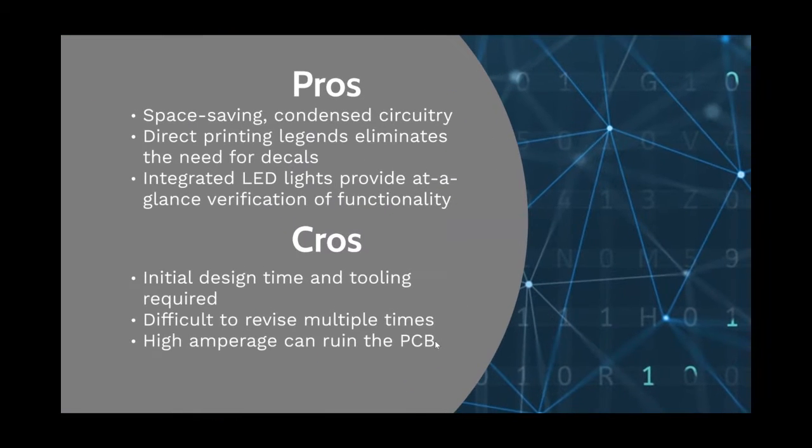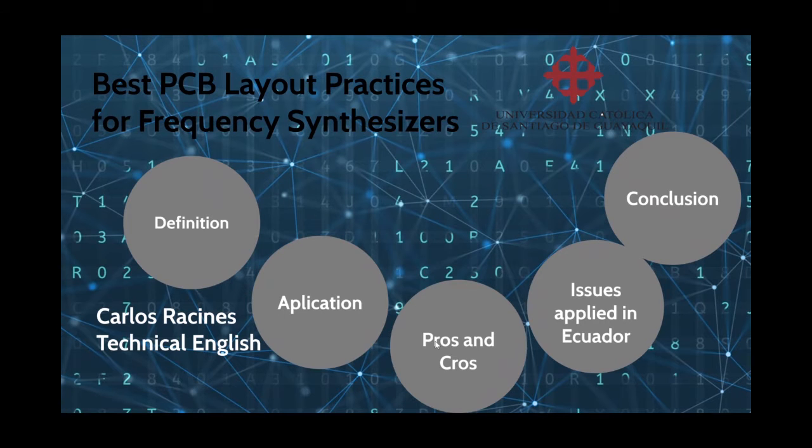And the pros and cons. The first pro is space-saving conductive circuitry, and the second, direct printing of legends eliminates the need for decals. The last is integrated LED lights provide a glance verification of functionality. And the cons are, first, initial design time and tooling required, and it is difficult to revise multiple times. The last is that high amperage can burn the PCB. Also, you need to know that most devices actually have a little PCB, for example, a control.